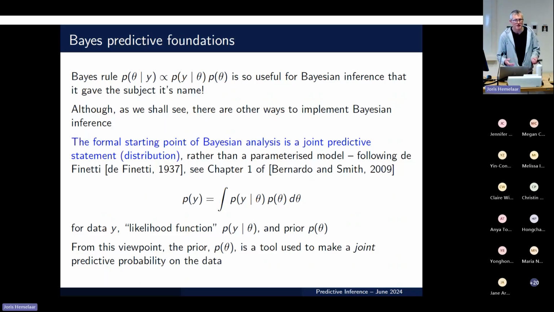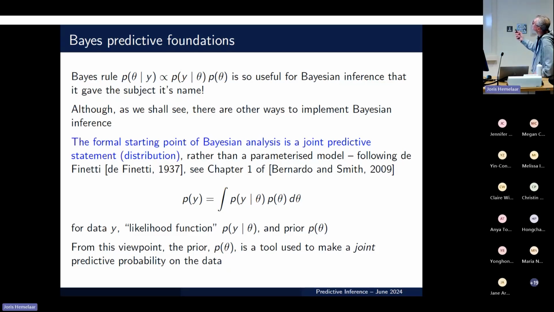But there's nothing Bayesian about Bayes' rule. Being Bayesian is about inference, a conditional probability statement on a parameter of interest. Bayes' rule is just a manipulation. It's just a theorem for connecting a joint distribution.